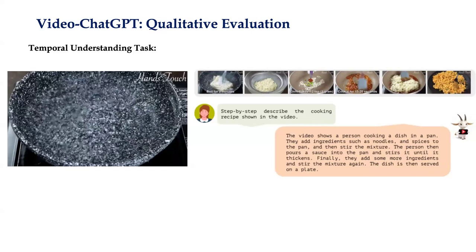So it's talking about a person cooking a dish in a pan. They add ingredients such as noodles and spice to the pan, then stir the mixture. The person then pours a sauce into the pan and stirs it until it thickens. Finally, they add some more ingredients and stir the mixture again. The dish is then served on a plate.